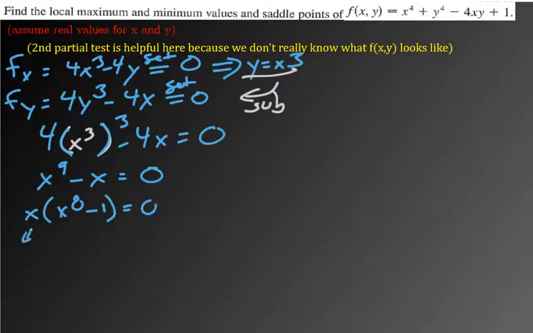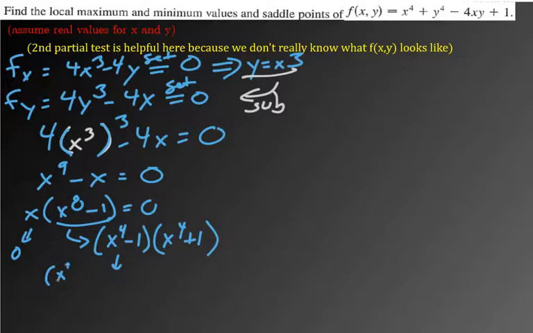And then this tells me one root is 0. This thing is a difference of perfect squares: x to the 4th minus 1, times x to the 4th plus 1. And this thing is also a difference of perfect squares, so x squared minus 1, x squared plus 1, and then we have x to the 4th plus 1. The question specified that we should only assume real values for x and y. This thing and this thing both only have imaginary roots.